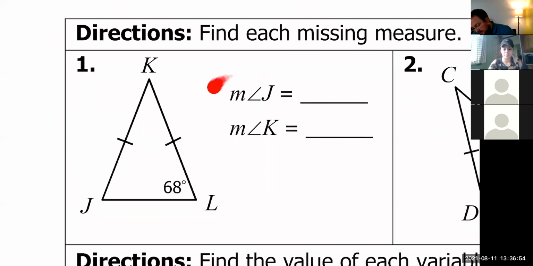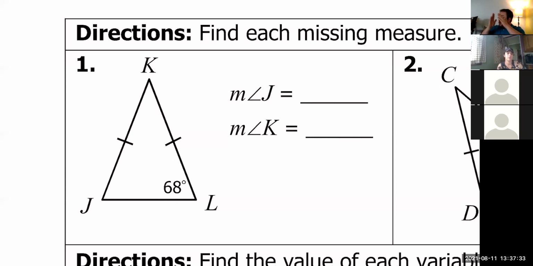So we are looking for angle J, angle K. All we know is that angle L is 68 degrees. So let me hear your thought process. What do you see? What do you know? What are congruent? JK and KR are congruent. So could we say that this is an isosceles triangle?